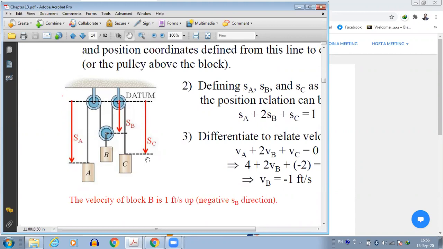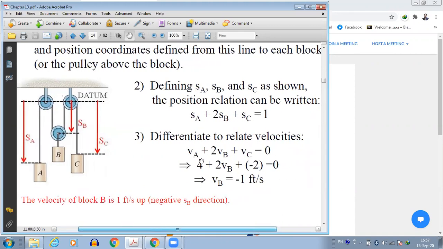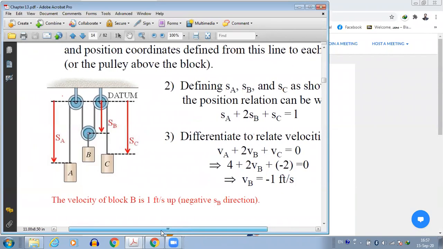Then the next thing is how many ropes we have. We have one main rope. So that's point number 4. Point number 5 is that we need to write the equation. So the equation will be SA plus SB plus again SB, then plus SC, so SA plus 2SB plus SC equals a constant, or you can say VA plus 2VB plus VC equals to 0. So we get this equation.